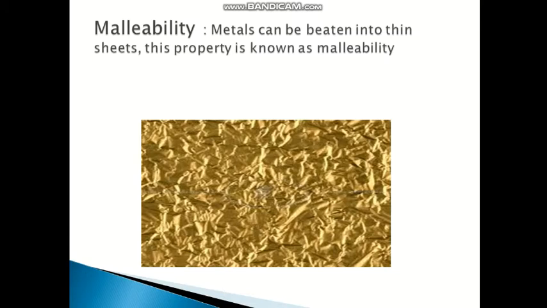The next important property is malleability. Malleability means metals can be beaten into thin sheets. Here you can see a gold foil sheet. Students, you are familiar with aluminium foil sheet, which is the wrapper of food. You can commonly see the wrapper of food like sweets and all. These are one of the important properties shown by aluminium and gold, since they have malleability, which can be beaten into thin sheets.